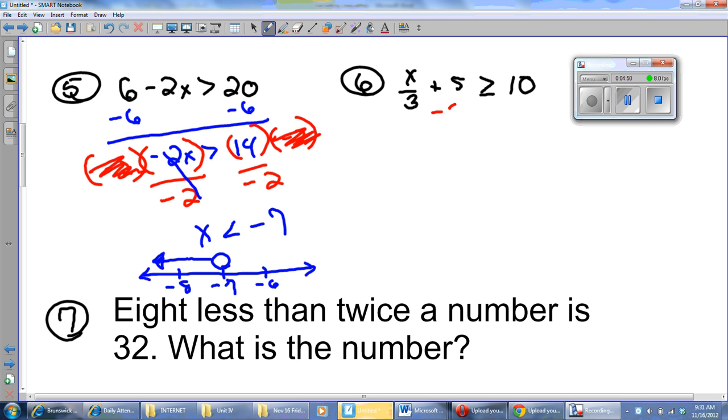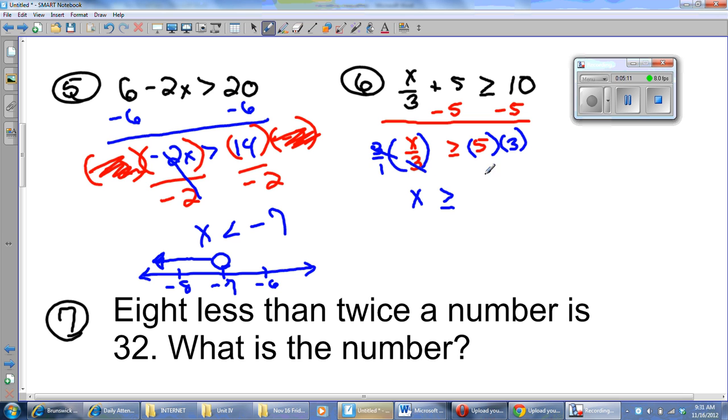I'm going to subtract 5 from both sides. And I'm going to get x over 3 greater than or equal to 5. And then I'm going to multiply both sides by 3 over 1, and this side by plain old 3 because they're the same thing. My 3's are going to cancel.